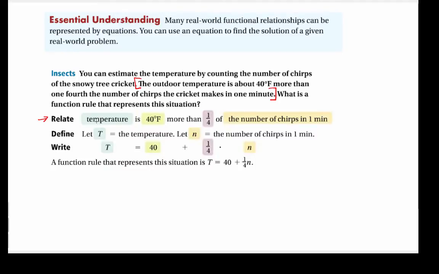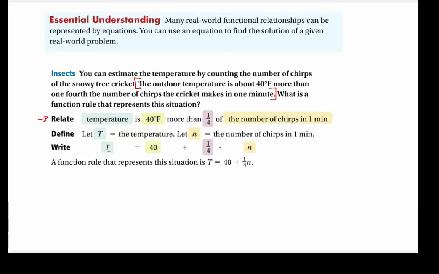And you can see here what we did was we just had the relationship in words. We took out the word temperature, put in a capital T. Took out the word is, put an equal sign. 40 degrees Fahrenheit is just the number 40. More than is an addition. 1/4, the number 1/4. Of usually means multiplication. And the number of chirps in 1 minute, that's our variable N. So you can see every part of this relational statement is translated into a mathematical equation, or in this case, what we call a function rule.